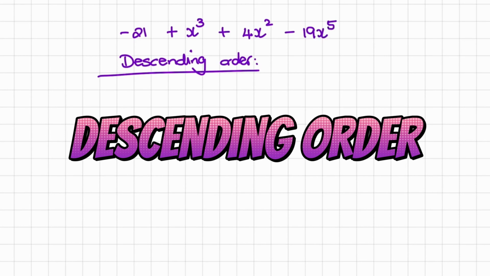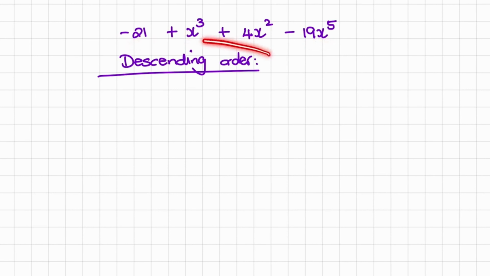So in this example, we again have 4 terms, and we're trying to write it in descending order, so we need to find the highest power of x. And we can see from this expression that the highest power of x is x to the power of 5. So negative 19x to the power of 5 would be my first term. So that is negative 19x to the power of 5.